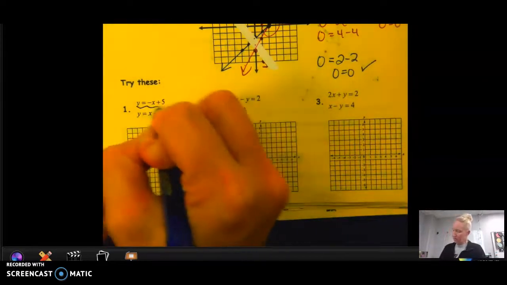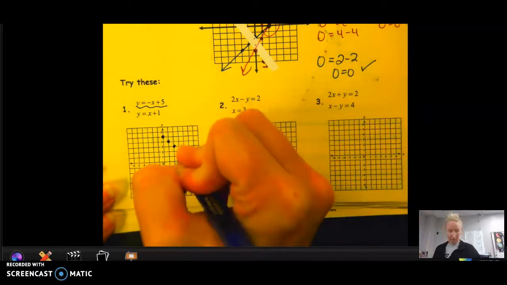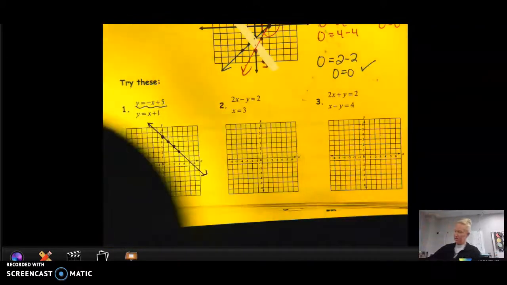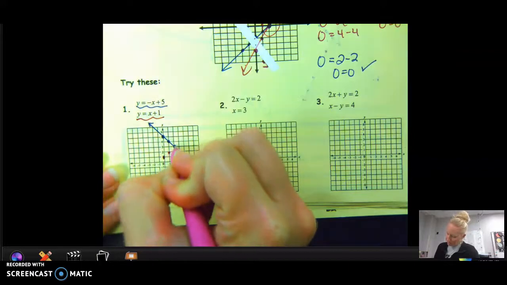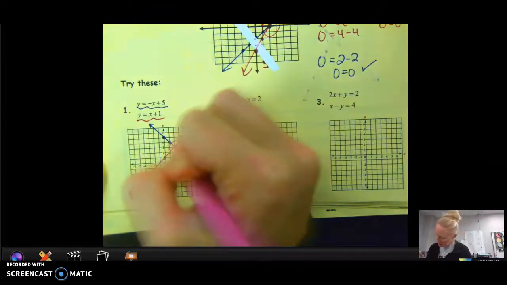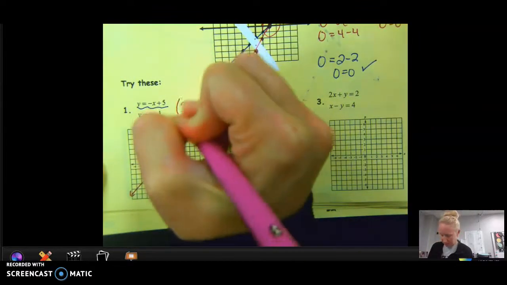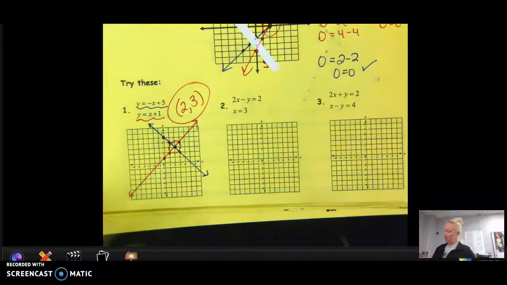Okay, so the first one, I have a y-intercept up here at 5. My slope tells me down 1 over 1, down 1 over 1, and so on. So there's that line. And then the next line, I have a y-intercept of 1 and a slope of 1 over 1. Good, they're crossing through whole numbers, so most likely we did that correctly. Hopefully you did that correctly. So my solution is right here at over 2, up 3, so I would put down my solution of (2, 3).